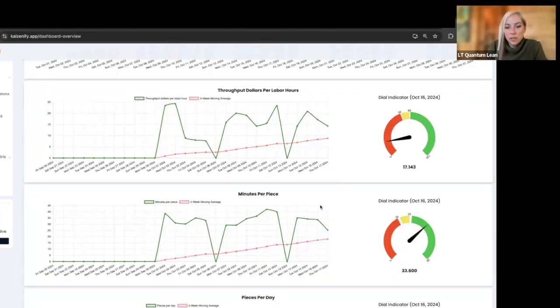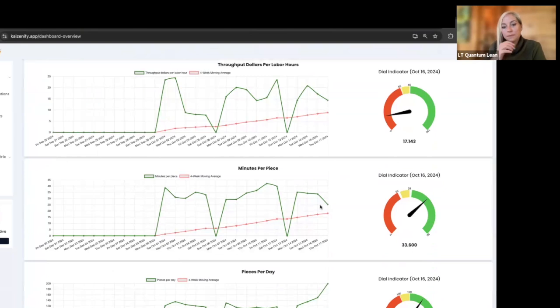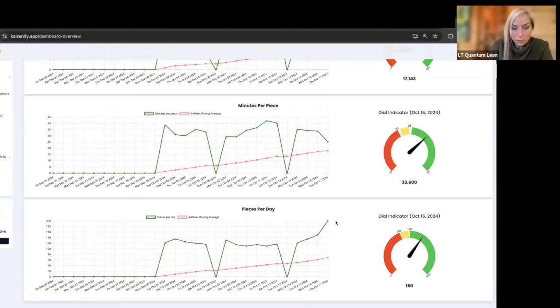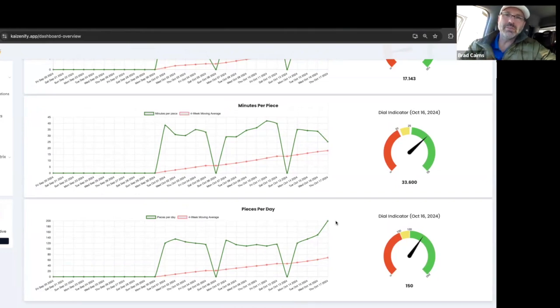Okay, so now we're going to move down to minutes per piece. And we got that with you told us how many pieces per day. So there's another dial indicator. I said between 20 and 25 was good. So when you're putting that range in, you're putting your yellow range in. The importance of the minutes per piece is this is your direct link back to your estimating.